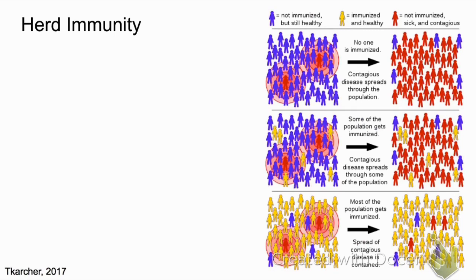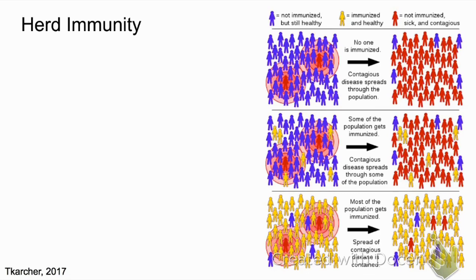Now, the goal of vaccination, again, is to generate memory cells that will be able to recognize a pathogen when our bodies see a wild type or natural strain of a pathogen. However, vaccines don't only protect those who receive the vaccine, they also protect those who are immunocompromised or who cannot get the vaccine. This concept is known as herd immunity.